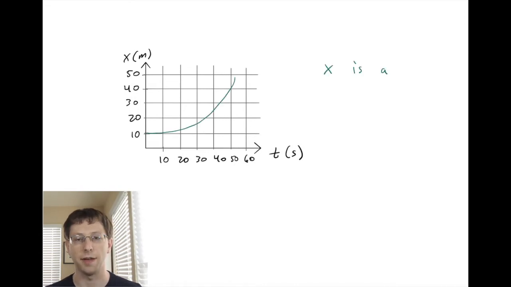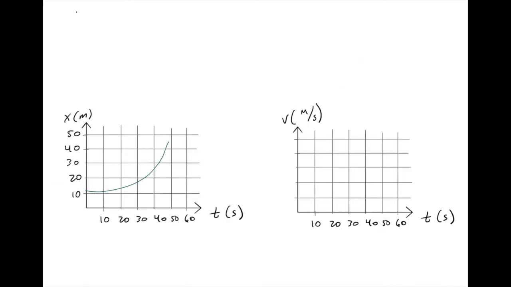If the position does change, then it might be a graph like this, where the position is changing with time, so the position is a function of time. From this graph, we can determine what the velocity graph should look like. That is, we can graph the velocity as a function of time, and we can do that from its definition.